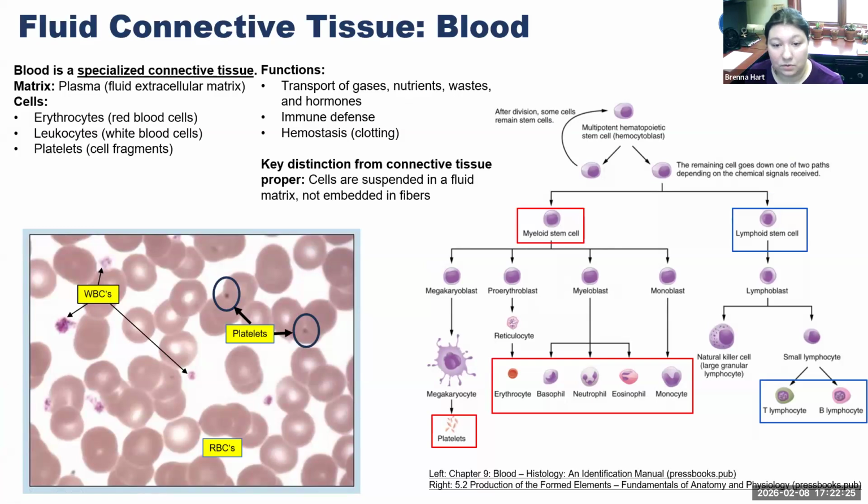So there's also immune defense. You also have hemostasis for clotting. And you can see that blood will start here, and it has two different routes it can go. It could become myeloid stem cells or lymphoid stem cells. If you go the myeloid route, this is going to become red blood cells, platelets, and other associated cells with it. If you go the lymphoid stem cell route, this is going to be T lymphocytes, B lymphocytes. So here you're looking at your leukocytes, your white blood cells.